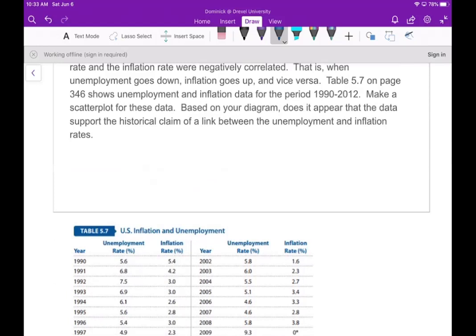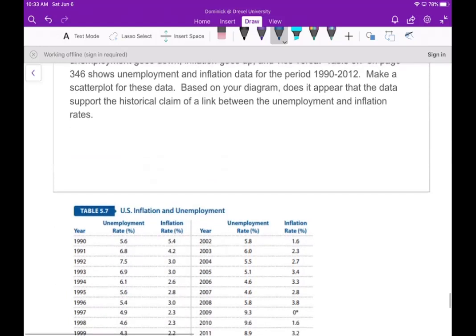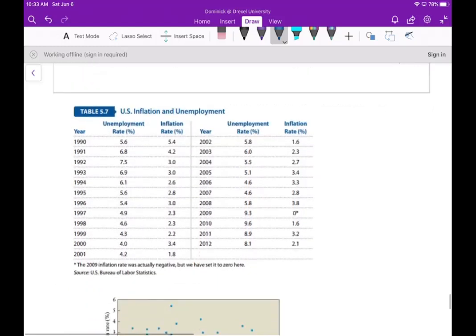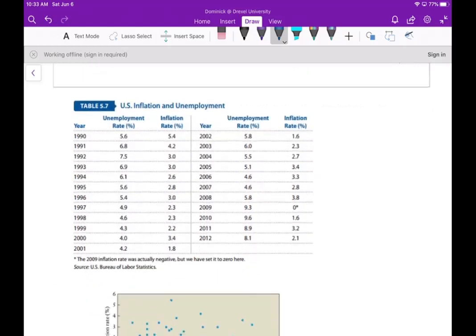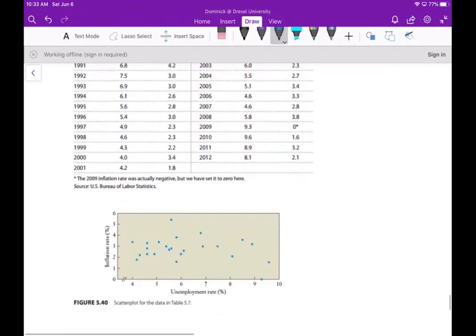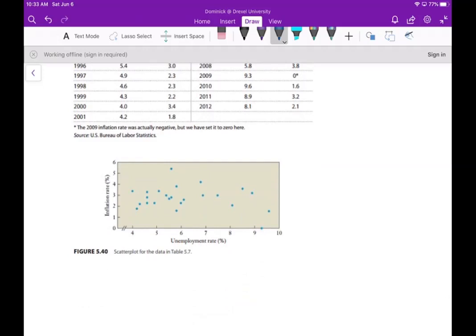And based on the diagram, does it appear that the data support the historical claim of a link between the unemployment and inflation rates? Right, so this is your table for the unemployment rate against the inflation rate, and this is the scatter plot that would result from plotting that table. Now, it actually appears that there doesn't appear to be a correlation at all. It's hard to say whether your points are generally increasing or generally decreasing. So here we would say that there's no correlation.